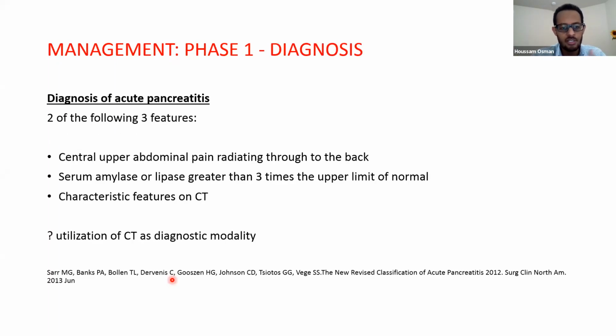So before I go into this slide, Muhammad, can you hear me? Currently, how do we make the diagnosis of pancreatitis? If a patient presents to the emergency department, how do we make that diagnosis? Clinically, according to the history, examination, baseline investigation, blood investigation.